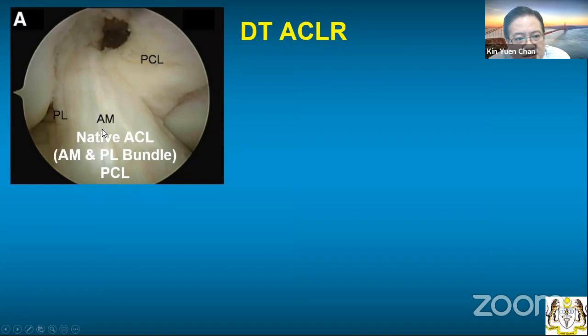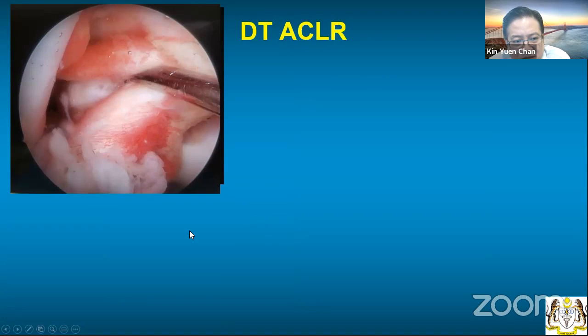This is the ACL and this is the PCL, and the PL bundle is just visible just behind the AM bundle here. And this is what happens when someone has a ruptured ACL: the AM bundle and parts of the AM and PL are all very lax.